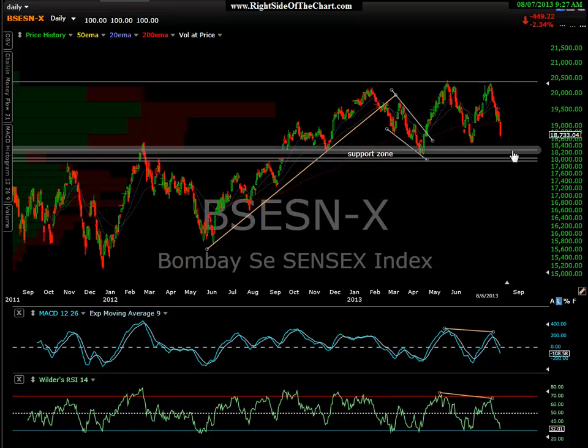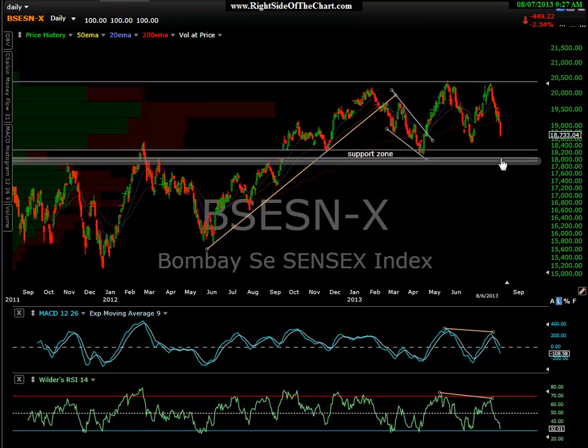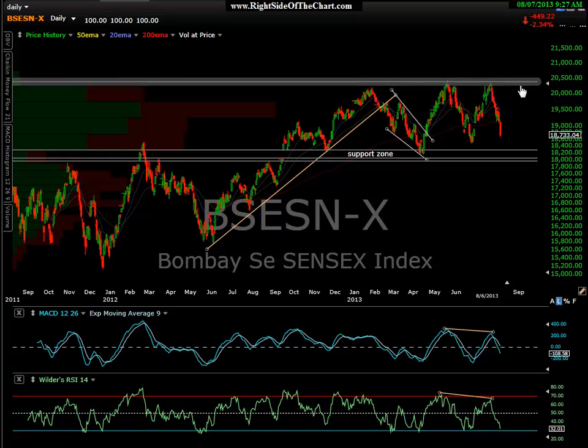If you were trading this index, you'd want to buy down here, if you get down towards the support zone with a stop not far below, and maybe try to ride it back up to the top, or you can wait for a long side breakout here of this resistance level.